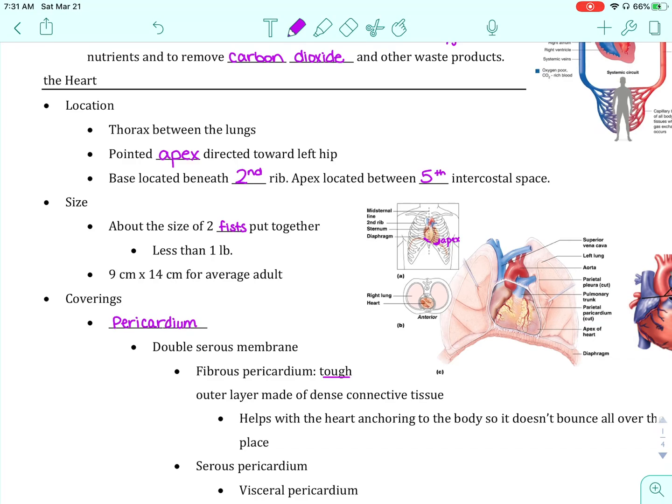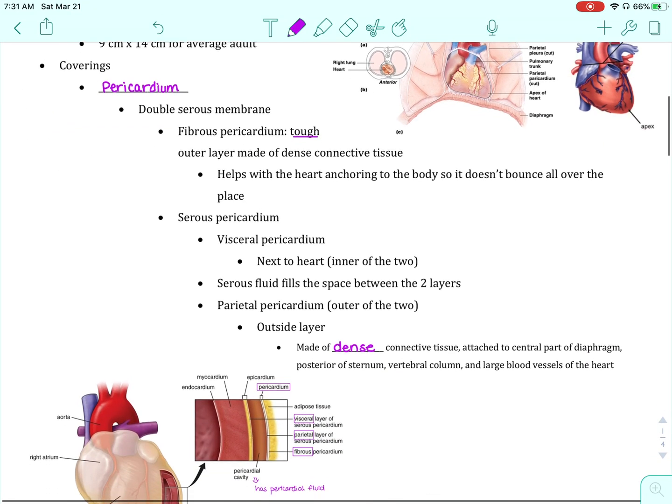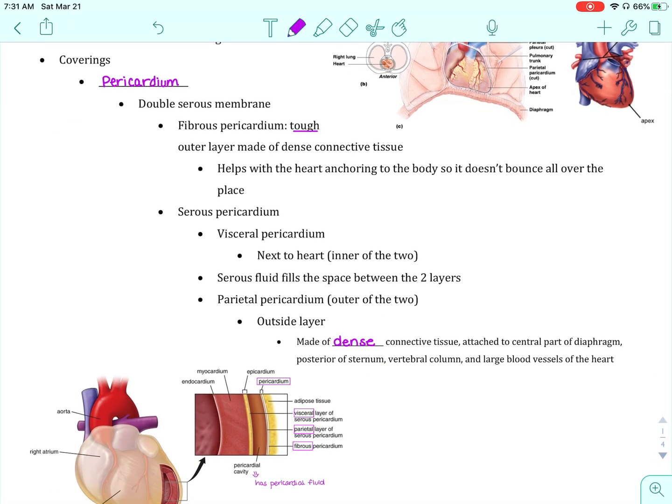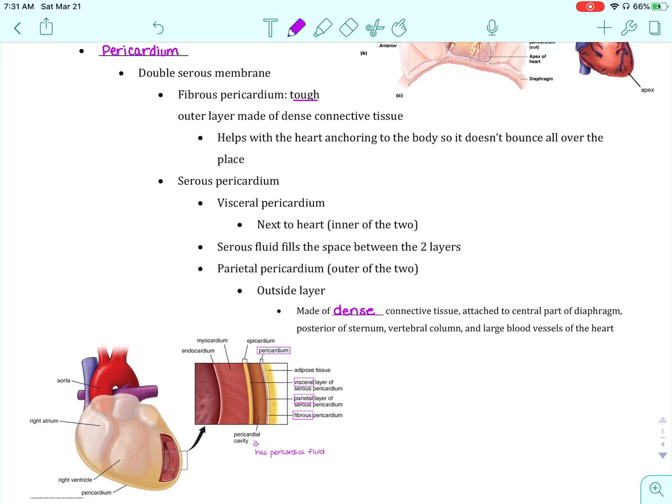And so we're going to go through the coverings of the heart. The outer layer is this double serous membrane. It's called the pericardium. And the pericardium consists of two subpericardiums, we'll say, an outer, more tough, fibrous layer that's made of dense connective tissue. It's called the fibrous pericardium. And it helps anchor the heart to the body so that when you're jumping and stuff, the heart doesn't bounce all over the place. And the serous pericardium is more of a visceral pericardium, so visceral tissue surrounds organs, so it's directly next to the heart.